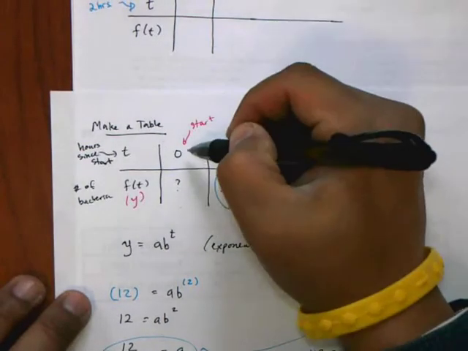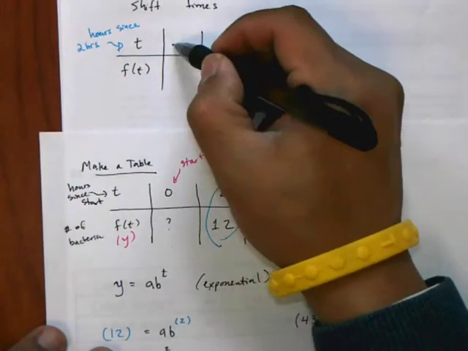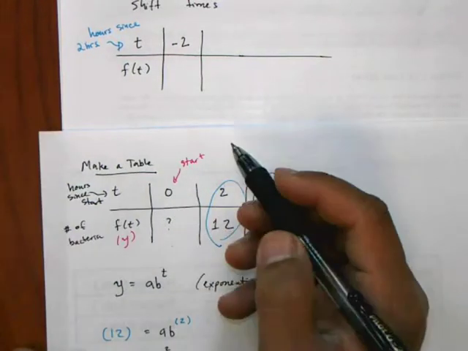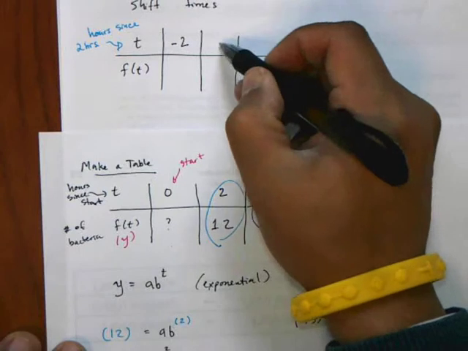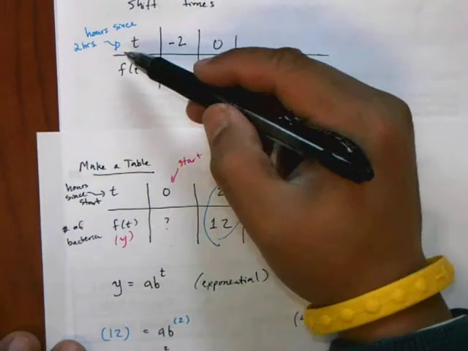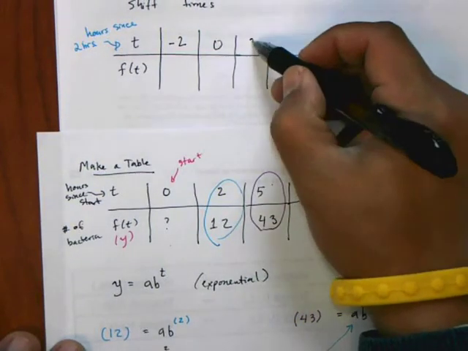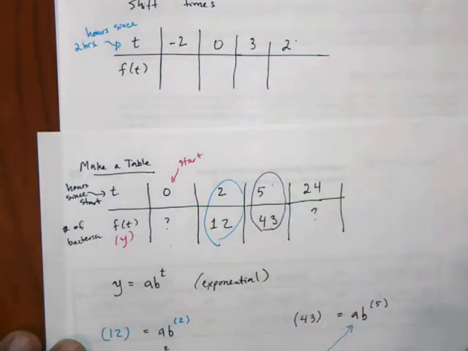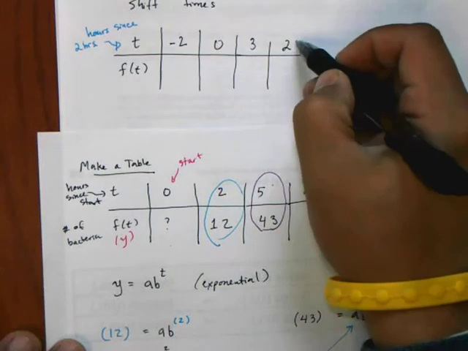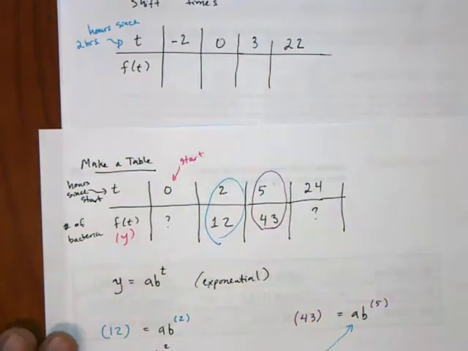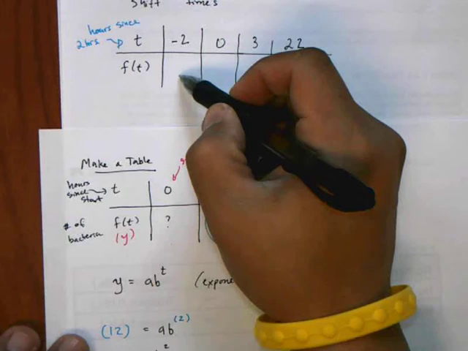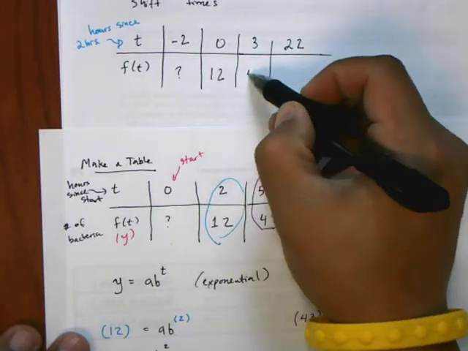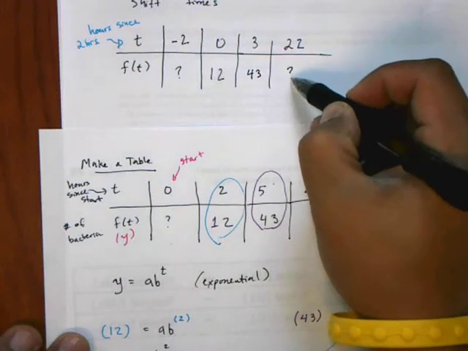So instead of 0, it's going to be -2, because 0 is actually 2 hours before 2 hours. 2 here is going to be 0, because that's 0 hours since 2 hours. 5 is going to become 3, so I'm just subtracting 2 from each of these numbers. 24 is going to become 22. The number of bacteria at -2, I still don't know. I know that this is 12, this is 43, and this I still do not know.